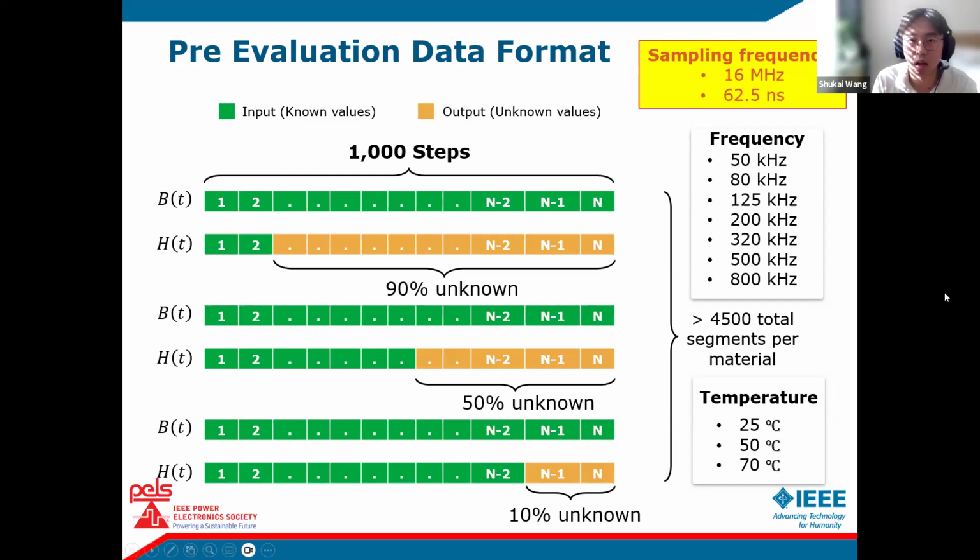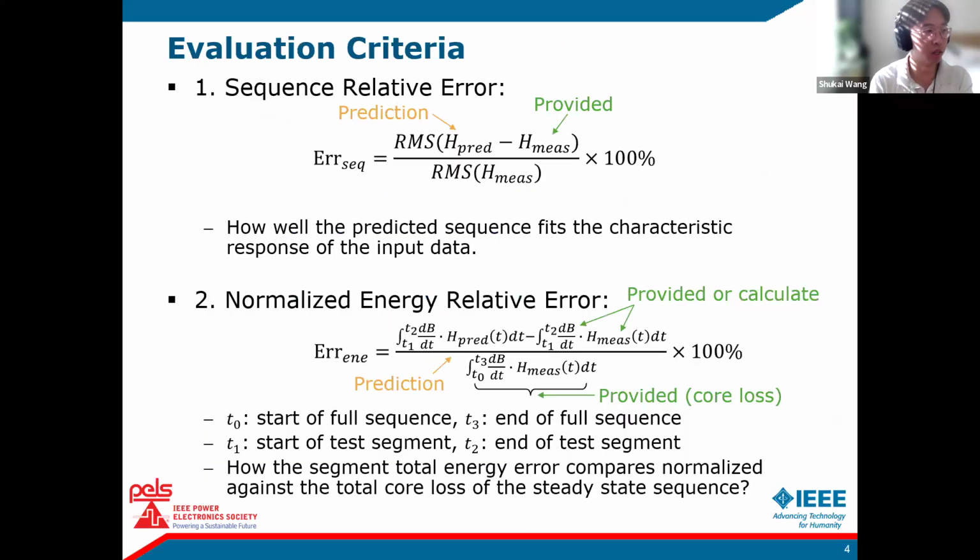So once we give you the data, and you provide yourself with the model you have, and then you evaluate it, how do we evaluate your model? We evaluate your model based on 2 criteria. The first one is the sequence relative error, which is very obvious since you're predicting an H sequence, and we would like to compare that with the measurement data that we provided, so that you can have a sense of how close your sequence fits to that characteristic response of your actual material, which is provided in the form of the measurement data.